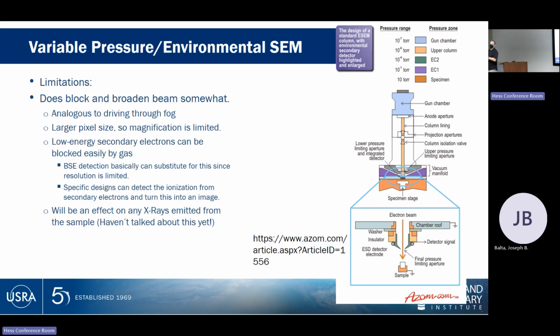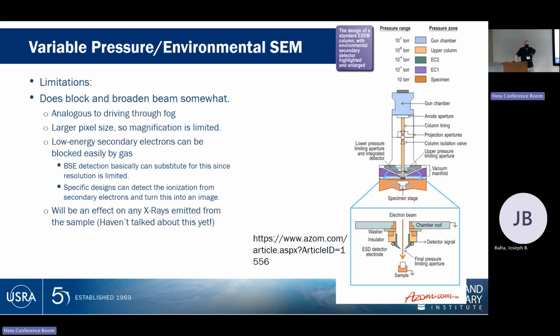It does affect the beam. This is another of those trade-offs. You cannot avoid this. The metaphor I have for the beam here is it's like driving through fog. If you let gas into the chamber, it will stop some of the beam. It will deflect or spread out some of the beam. So in variable pressure mode, you will not get the highest resolution possible. You are sacrificing some of your resolution in order to do this on a non-coated sample.